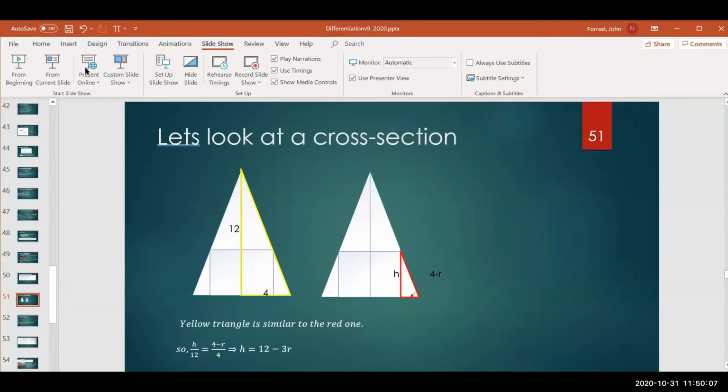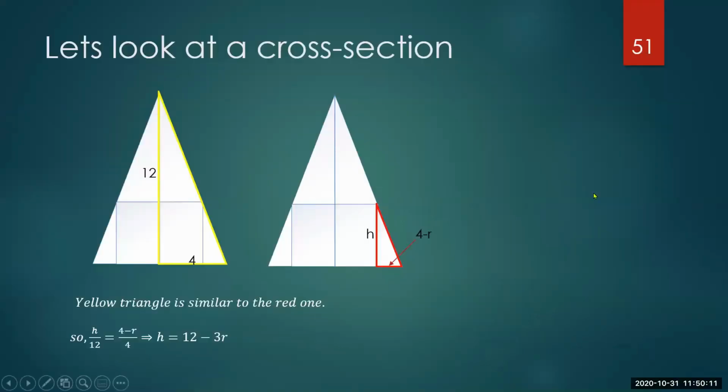Sorry, guys. So this is the first part of the question answered. h over 12 is equal to 4 minus r over 4, and so therefore h is equal to 12 minus 3r. So that's our first step.